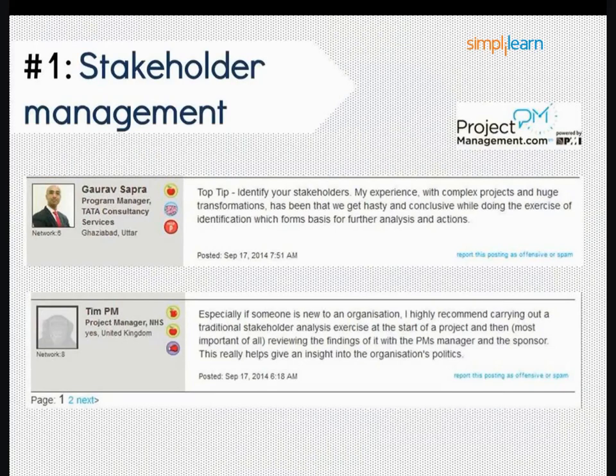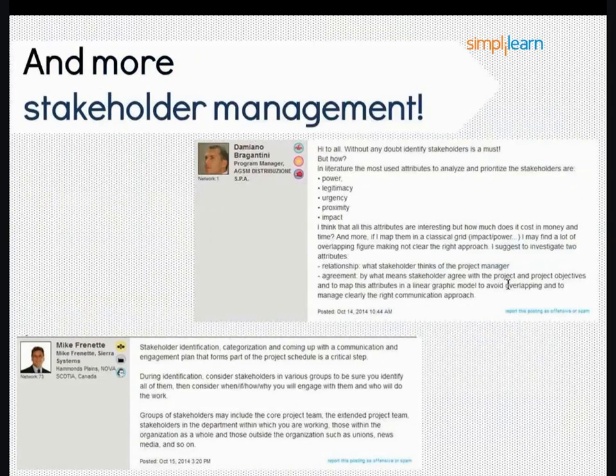They're talking about identifying your stakeholders, carrying out traditional stakeholder analysis, reviewing it within the context of organisational politics, and it goes on. More stakeholder management. There's identify your stakeholders, assess the power, the legitimacy of your stakeholders, and put them into categories. Really, there is no denying that stakeholder management processes, documents, analysis, they are all a fantastic tool for project communication.